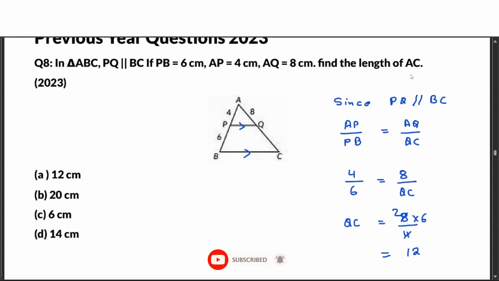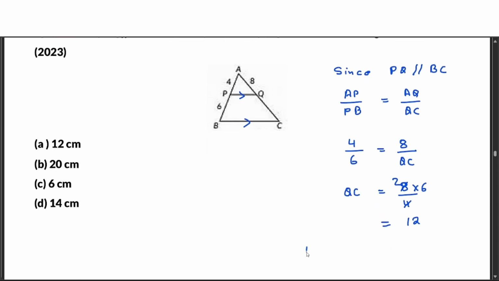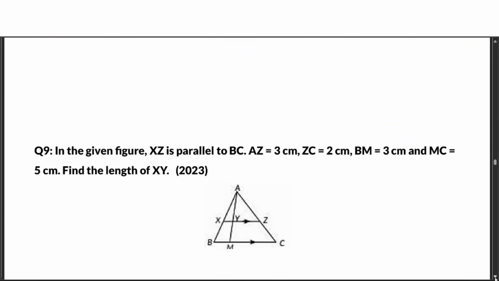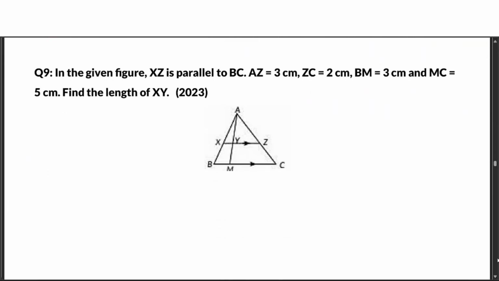So it is asking to find the length of AC. Now you got the QC. A lot of students make a mistake here and directly mark 12. So AC is equal to AQ plus QC. AQ is given as 8, and QC you got 12, which means this is 20. So option B is the correct answer. Hope it's clear. Now coming to the second question of 2023.